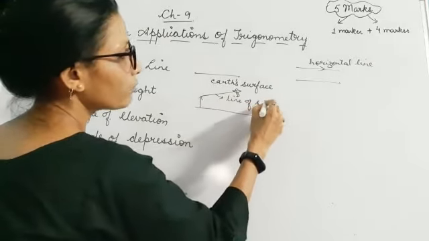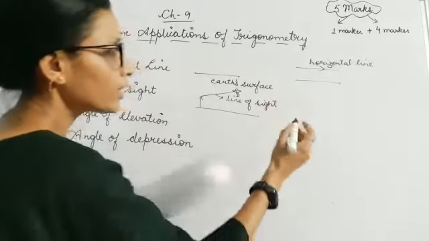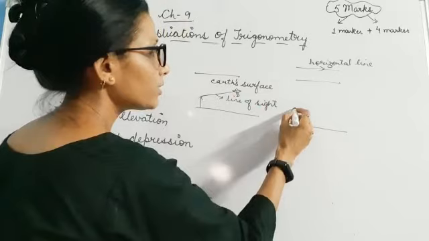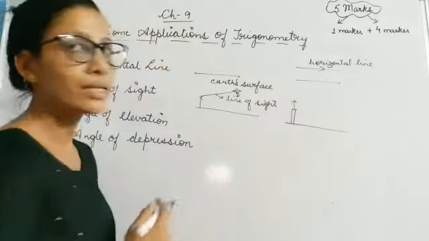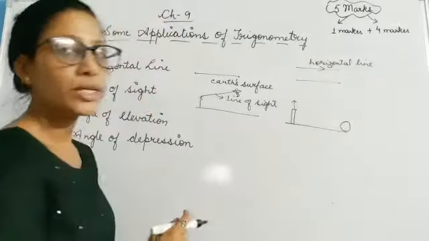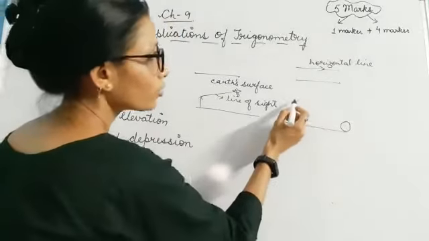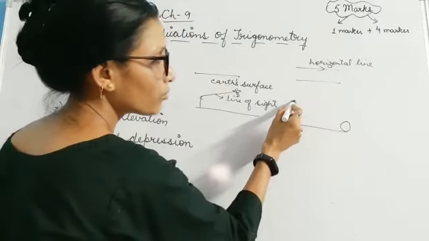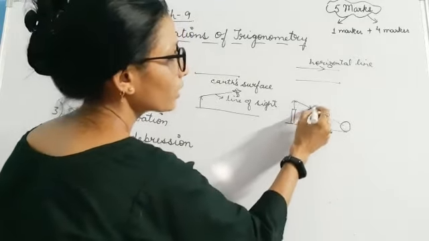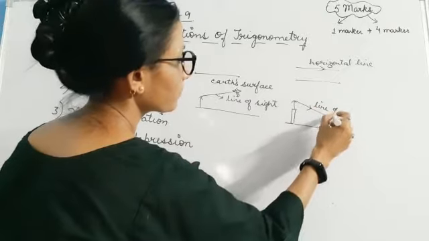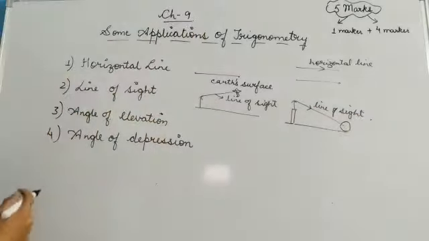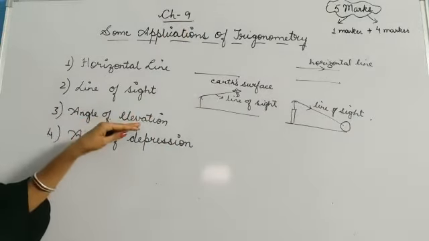You can have one more condition over here. Let's suppose this is your earth surface and an observer is standing in the balcony, and let's suppose he looks at the object which is on the ground. So here the line drawn from the observer's eye to this object is your line of sight. Let's see the third terminology. Here it is angle of elevation.